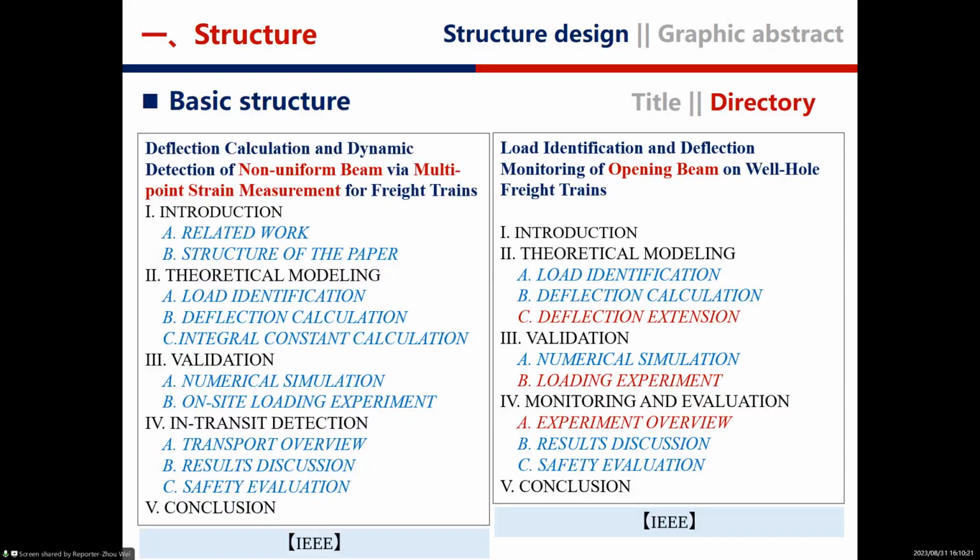For IEEE journals, they require a different form for directories, using Roman numerals and capital letters. For the two works presented in this journal, they give a load identification and a deflection calculation method for load-carrying beams, respectively by analytical mechanics and finite element simulation. Those works basically consist of three parts: theoretical modeling, method validation, and experimental evaluation.